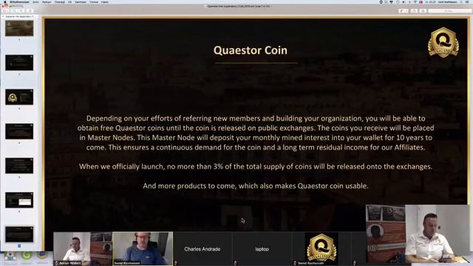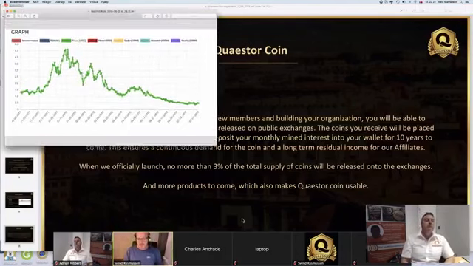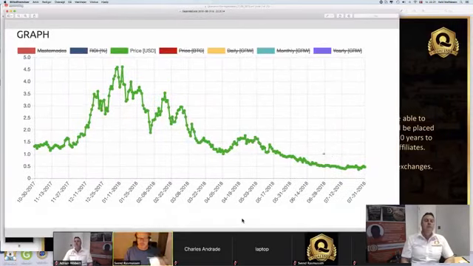So the third product is the Quaestor coin. Why did we decide to create our own masternode coin? Because this is a 100% masternode coin. As I said, we used a lot of time studying the markets, and this is actually the pattern that 90% of the coins have if you look into masternode coins.